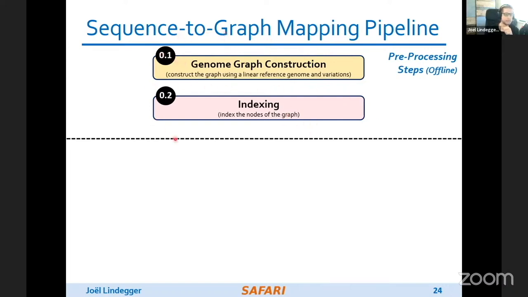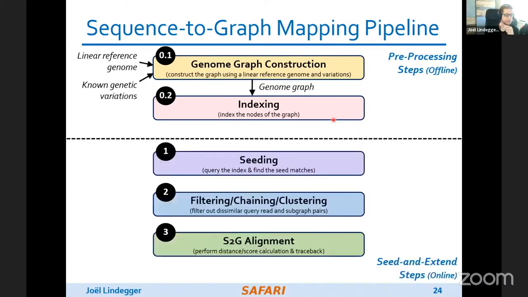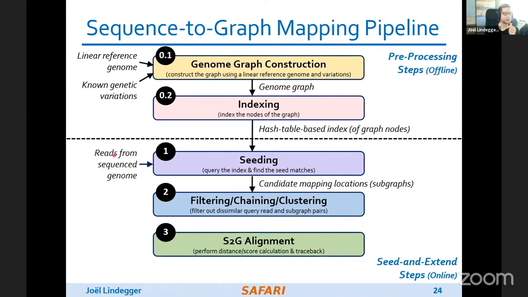As in sequence-to-sequence mapping, you have this indexing step, which is also considered a pre-processing step and not part of the critical path. Now, what's part of the online step, so critical path, is seeding, filtering, chaining, clustering, and sequence-to-graph alignment. So we construct the graph, we index the graph into a hash table-based index, and now we get reads. And what we do with reads is we extract small sequences from the reads, we query them in the index and check which parts of the reference graph might fit well.